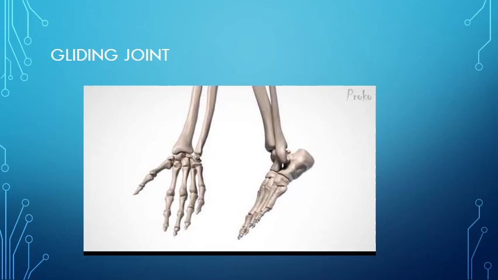So with the help of this gliding joint, we get smooth and easy movement, and this joint is also found in vertebral bones. In the first vertebra, the atlas, we find the pivot joint, but in the remaining vertebral bones we can find gliding joints.